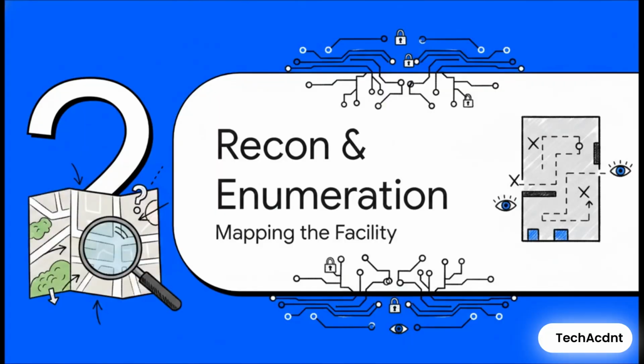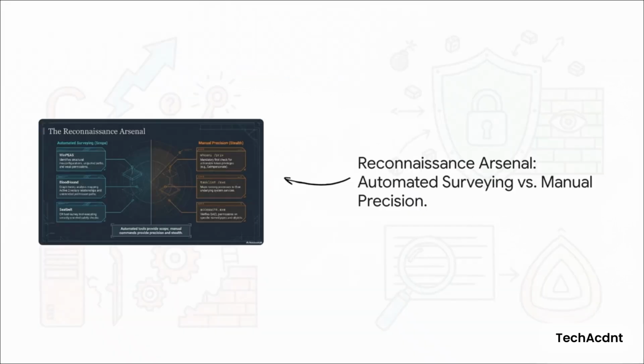Moving to Stage 2, Reconnaissance and Enumeration Grid, mapping the facility. Once an attacker gets a basic foothold, they don't just start randomly kicking down doors, right? They map out the facility, and they usually use a dual approach. Automated tools like WinPEAS provide this massive, broad scope to spot misconfigurations across the entire system. But on the flip side, manual, stealthy commands like simply running whoami /priv provide pinpoint accuracy to see what privileges your current token holds, and they do it without triggering the noisy alarms that automated scripts might set off.